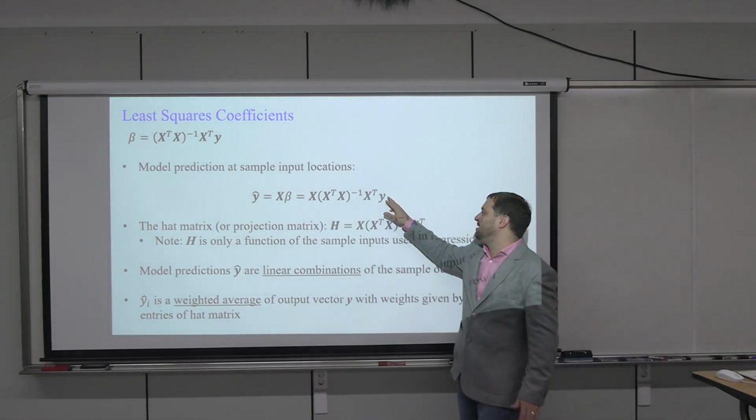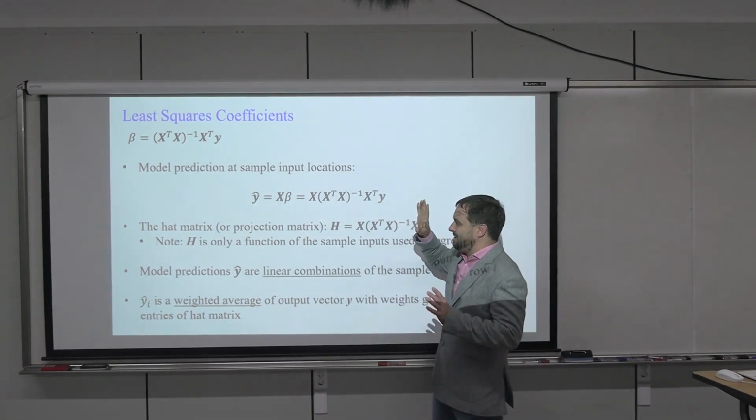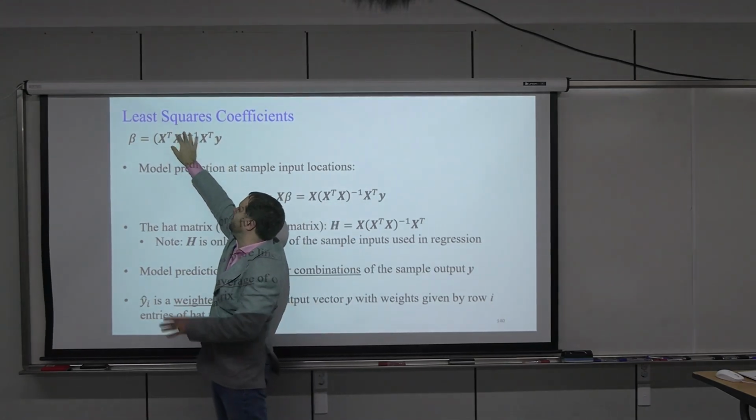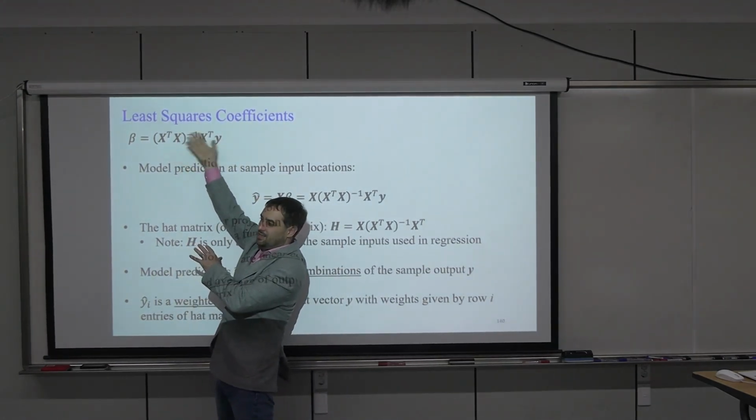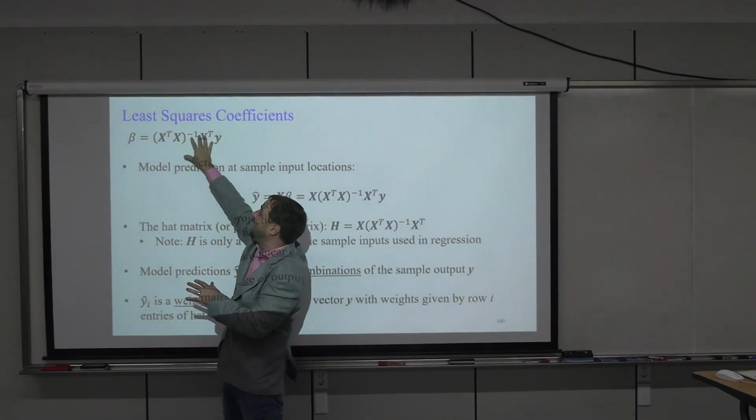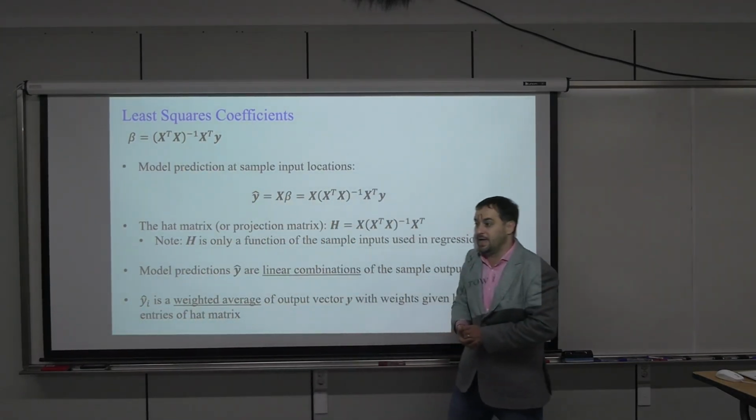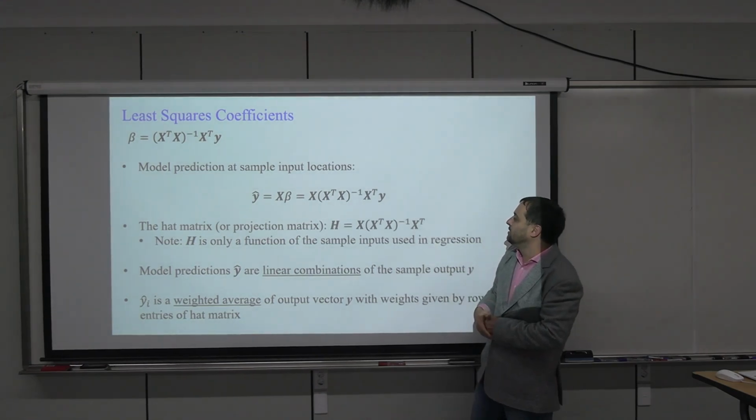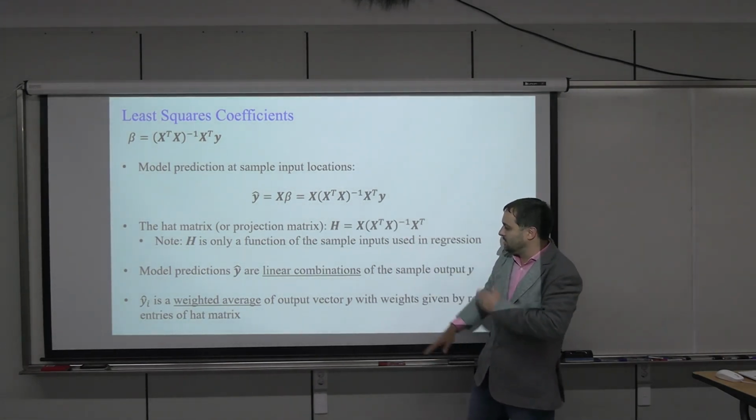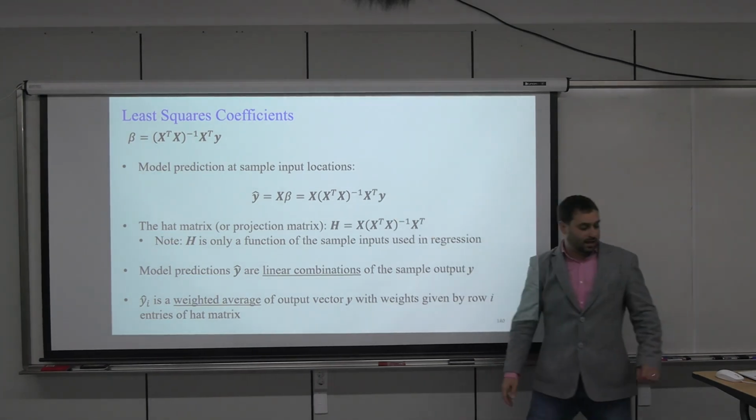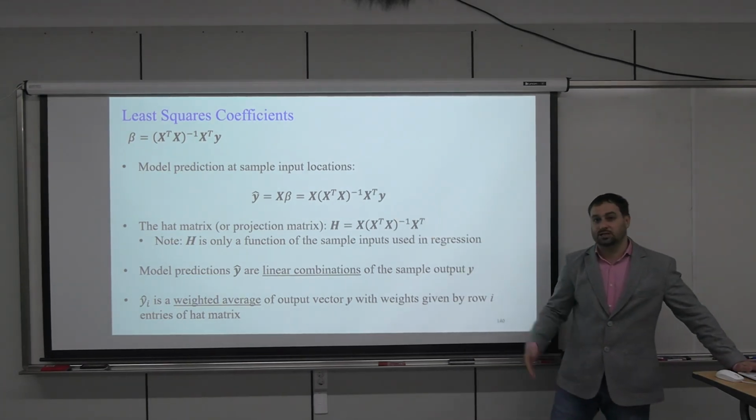Now, in practice, once we calculate the coefficients, we usually throw away this matrix and the Y, and we just use the betas in our regression model, in our regression functions. But when you fully expand it out, each prediction is a weighted average of the outputs in your training set.